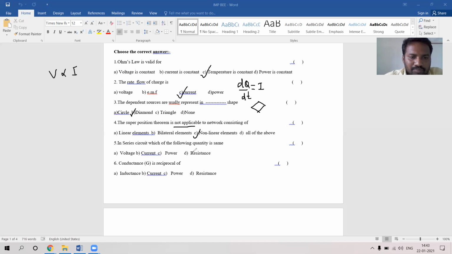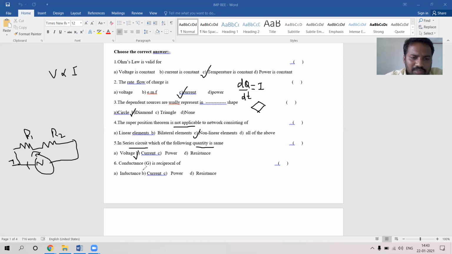Coming to fifth question, in the series circuit, which quantity is same? We know that a series circuit is nothing but, let's say, two resistors R1 and R2 connected to one source. Here we can see only one closed loop is there. Current will be flowing through the same quantity, whereas voltage division is taking place. So what is same here? The current flowing through this loop is same. So in series, current will be same.